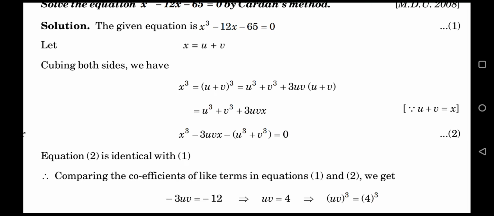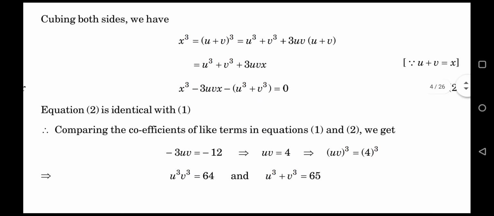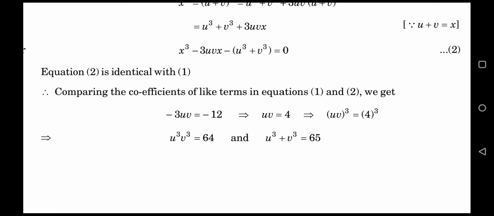Now comparing this equation with given equation number 1, we get, as discussed earlier, the value of uv. By comparing the coefficient of x, minus 3uv equals minus 12. Cancel minus and 3 to 4, then uv equals 4, then u cube v cube equals 4 into 4 into 4, 64. Equation number 3.